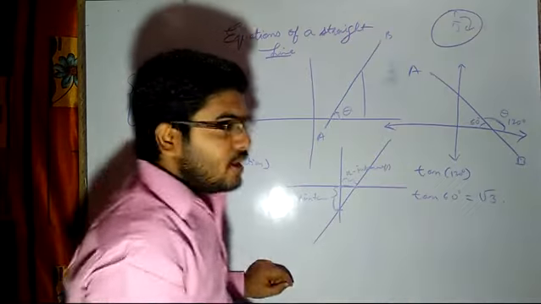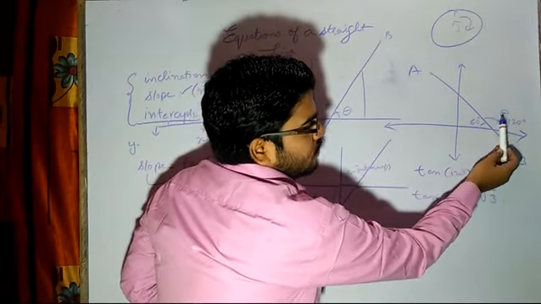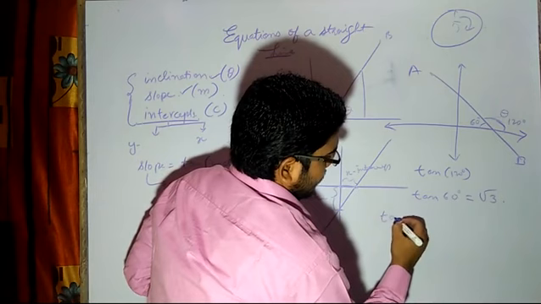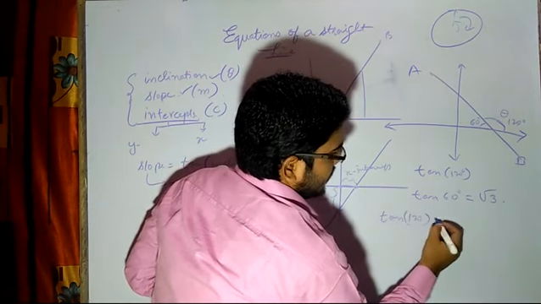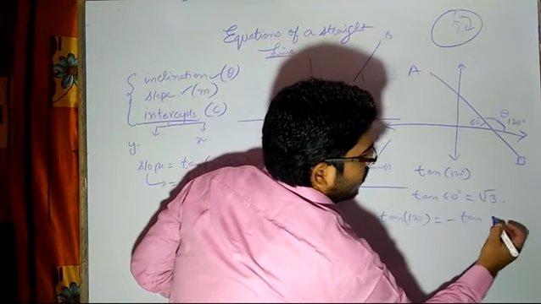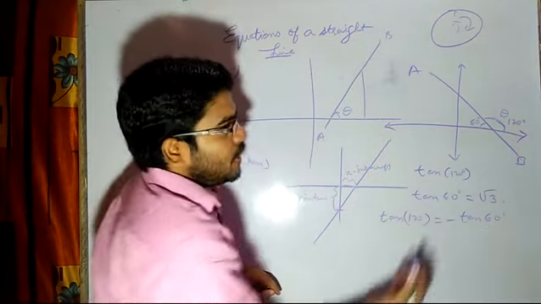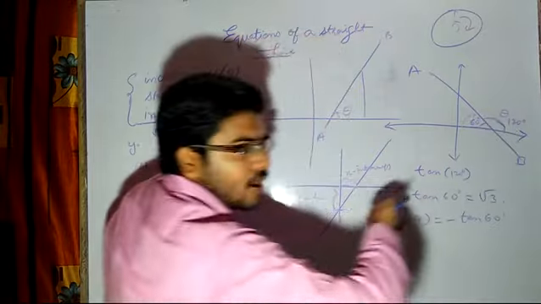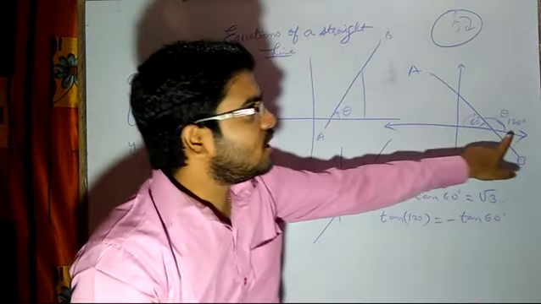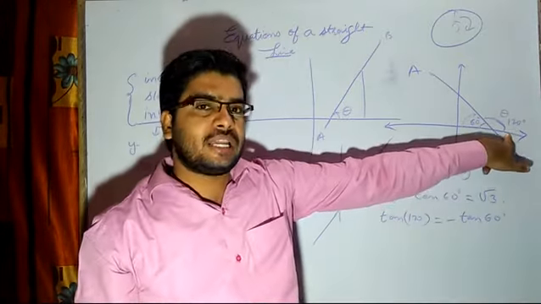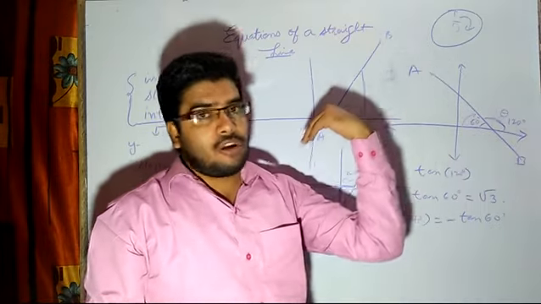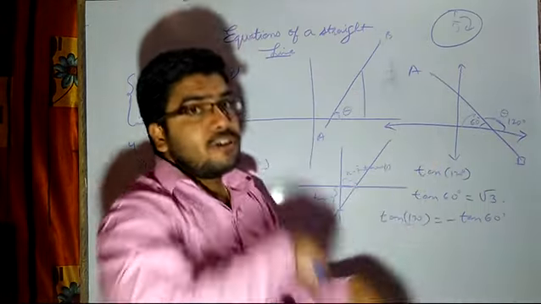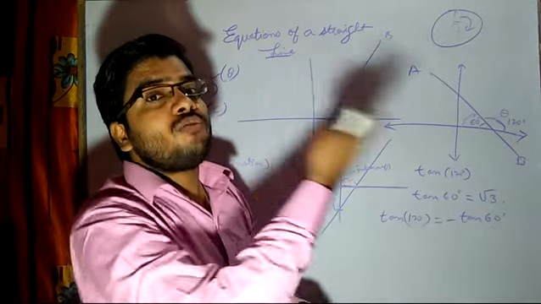Since it is the opposite side of this, we can write tan of 120 degrees is equal to minus tan of 60 degrees. Why? Because I am considering the slope here in the clockwise direction. Actually, the definition of inclination is the anti-clockwise direction. I am just reversing it and taking the clockwise direction.